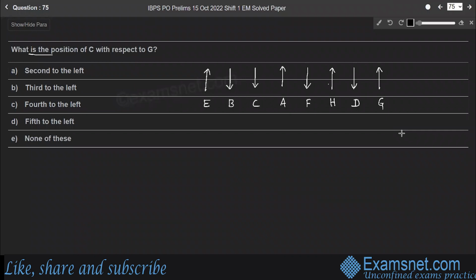Question 75. What is the position of C with respect to G? Position of C with respect to G is, C is to the left of G. So the position is first, second, third, fourth, fifth, right? Fifth to the left of G. So C is fifth to the left of G, right? Therefore, option D is the right answer.